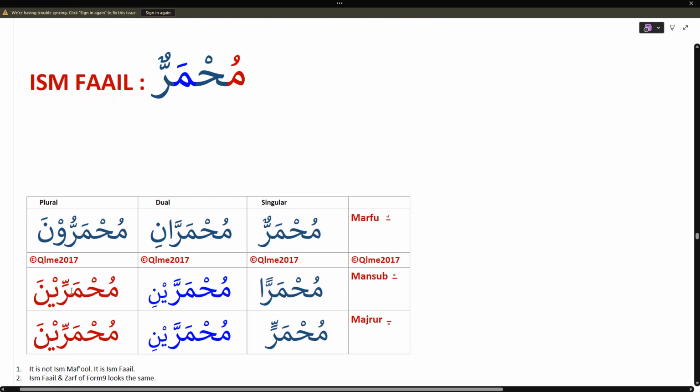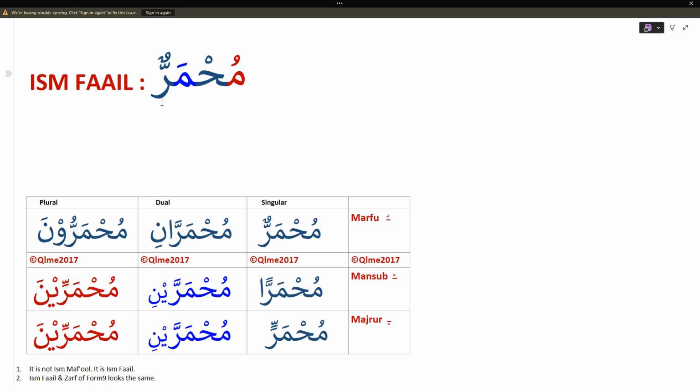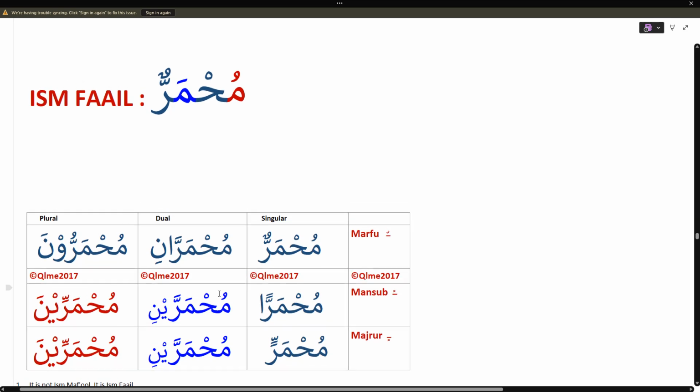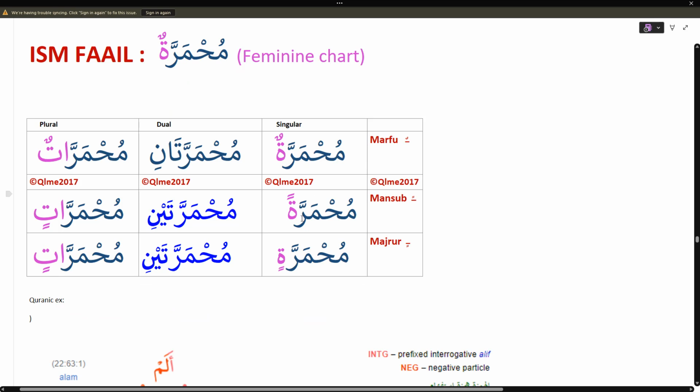And the ism fa'il, this is going to be the muhmarrun, muslamun pattern. This is unique. This is form 9. So we have this ism fa'il. It starts with mu, and the second root letter, ain kalima, has a fatha, which is a unique feature in this form. And the spellings match the spellings of ism zarf. So we have muhmarrun, muhmarran, muhmarrin, muhmarrani, muhmarraini, muhmarraini, muhmarruna, muhmarrina, muhmarrina. Feminine chart is muhmarratun, muhmarratan, muhmarratin, muhmarratani, muhmarrataini, muhmarrataini, muhmarratun, muhmarratin, muhmarratin.